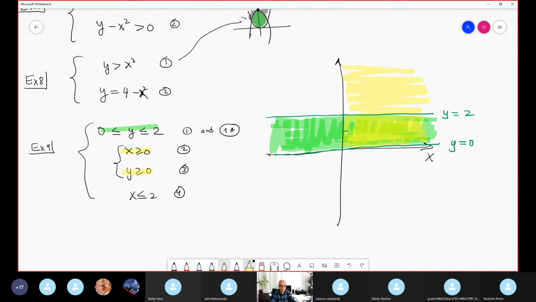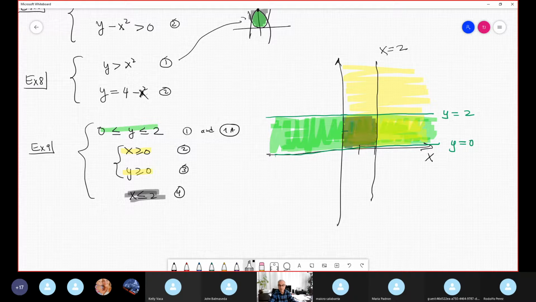Now, the last one, I'm using another color, is when x is 2 and less than 2. It is a vertical line at x equals 2. X less than 2 is in the other direction, to the left. So what is the intersection between the four conditions? I suppose this square.